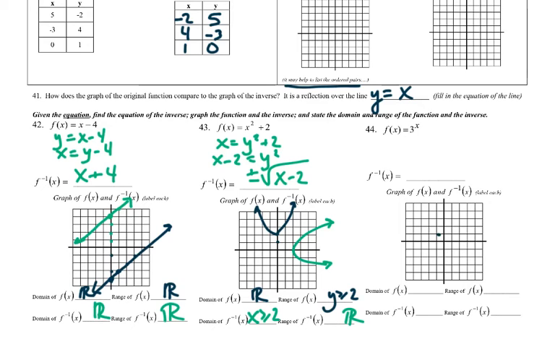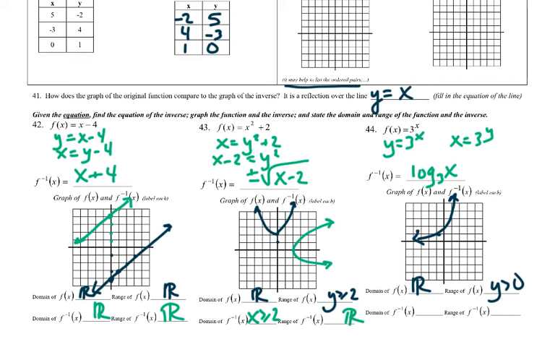Here's an exponential, so this is going to go through 1, 3. So here is all real numbers, y is greater than 0. If I switch it, instead of y equals 3 to the x, it's going to be x equals 3 to the y, which if I rewrite that is the log base 3 of x.